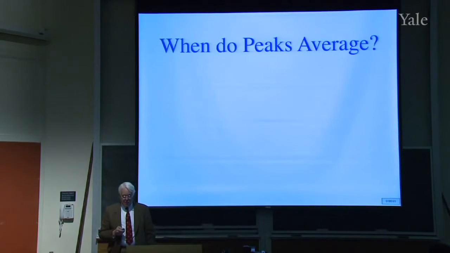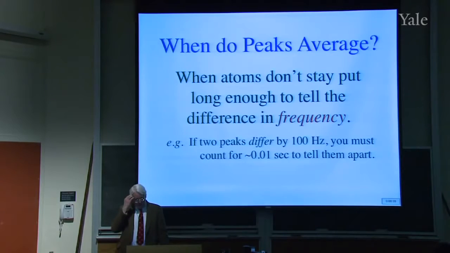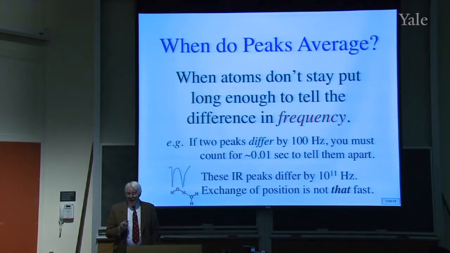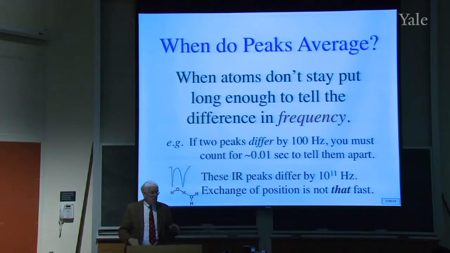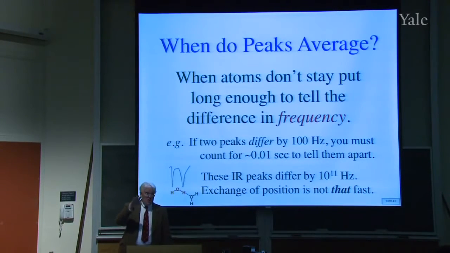Okay, so when do peaks average? When atoms don't stay put long enough to tell the difference in frequency between the 2 sites that they're changing between. So if 2 peaks differ by 100 hertz, you have to count for 100th of a second, roughly, to tell them apart. Okay? But in the IR, they differed by 10 to the 11th hertz, right? So the exchange of position would have to be 10 to the 11th times a second in order to be able to see separate peaks, right? And that's as fast as atoms vibrate. They can't change their partners that rapidly, right? So that's why in the IR, you don't see averaging.